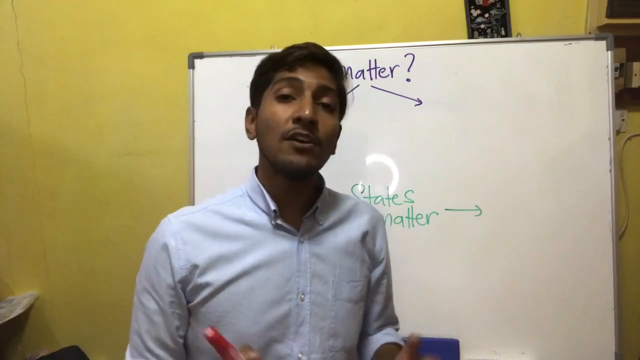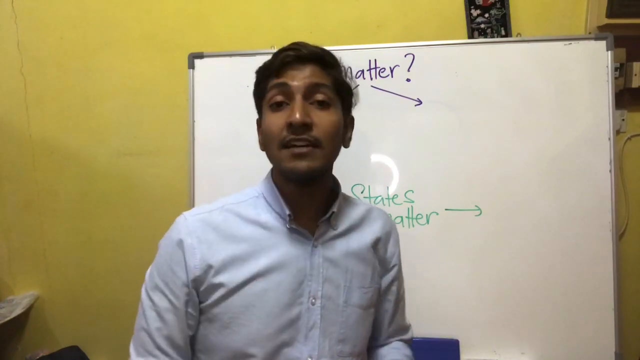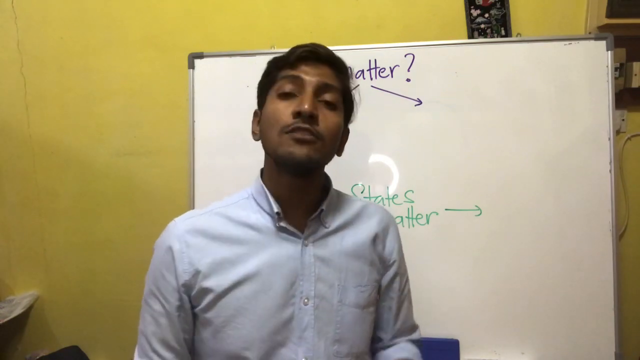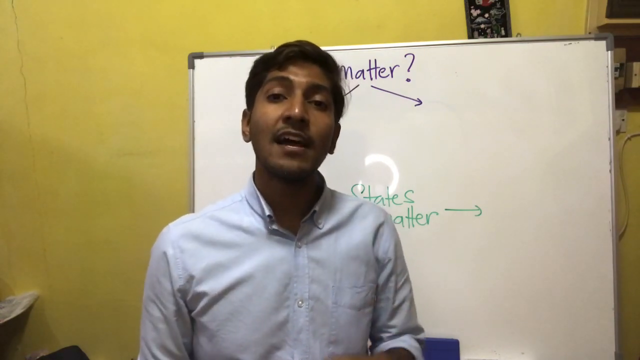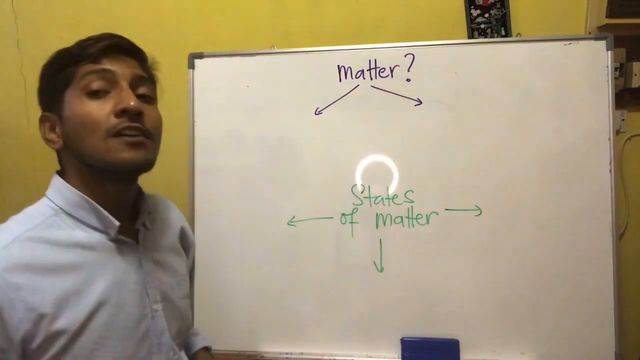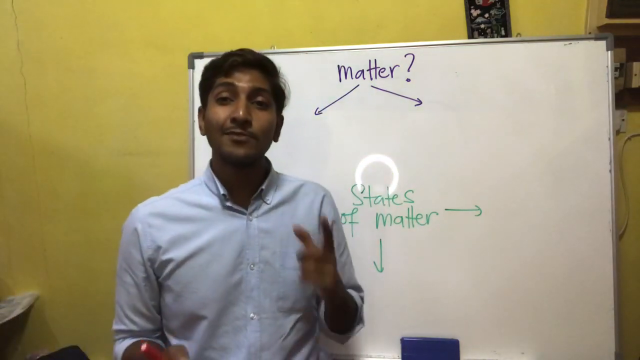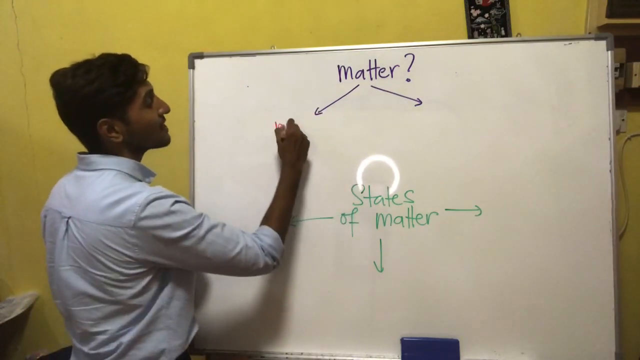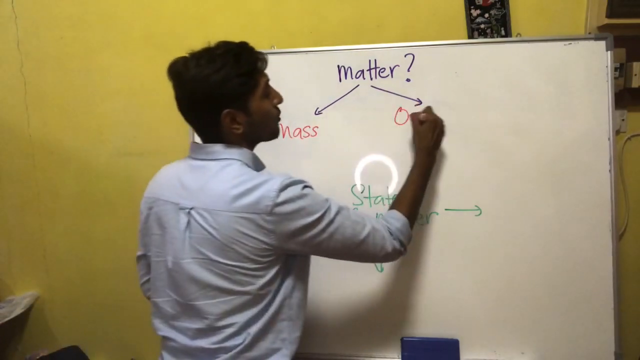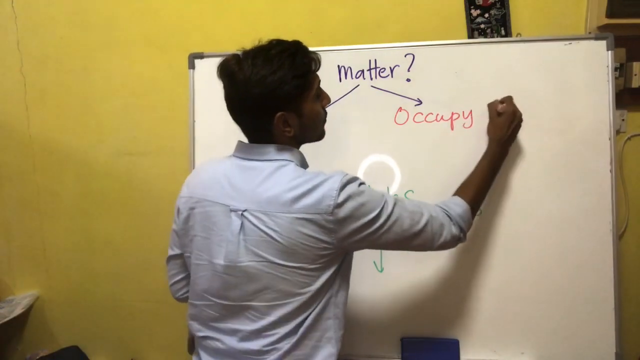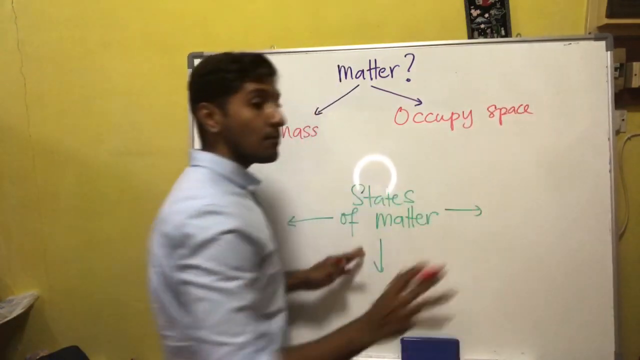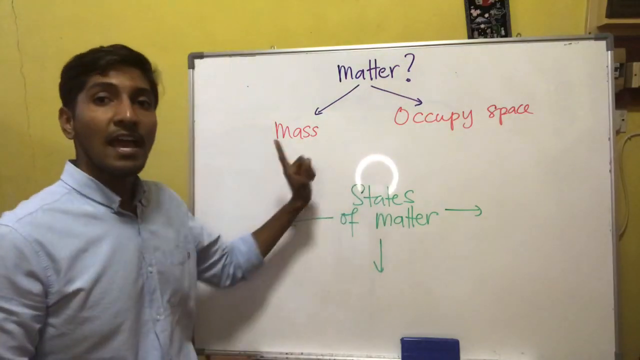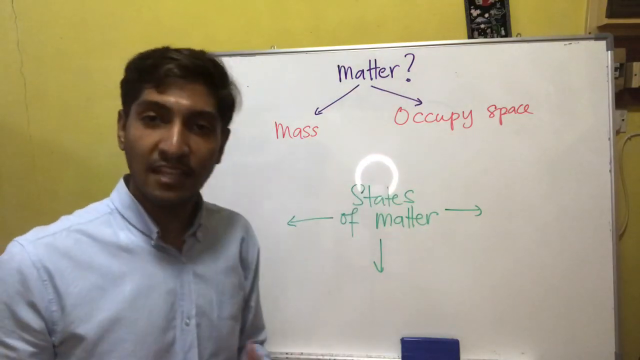Now we're going to talk about the second chapter in the Form 4 KSSM syllabus, which is the structure of atom. We start off with the first subtopic, which is matter. So now, what is matter? Matter can be simplified as anything that has mass and can occupy space. Any object, any form, any molecule that has mass and also can occupy space is considered matter.